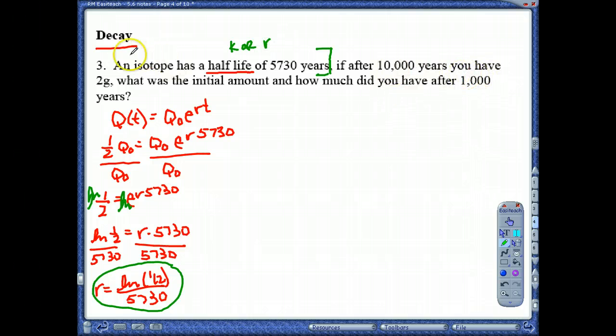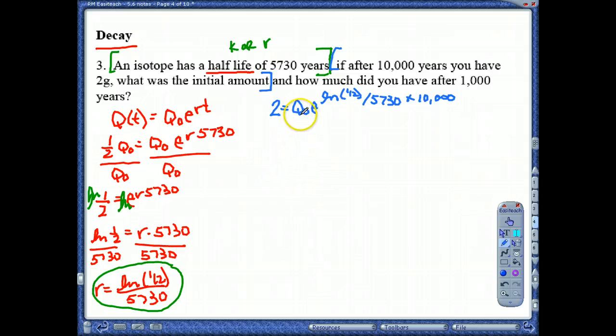Now the next equation here: if after 10,000 years you have 2 grams, what was the initial amount? That's our second equation, and our second answer. Okay, so we have 2 grams after 10,000 years, so 2 equals. We don't know what the initial amount is. We do know our rate is the natural log of 1/2 divided by 5,730, and that is after 10,000 years.